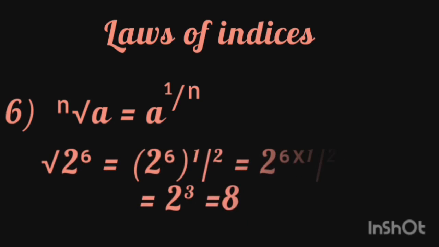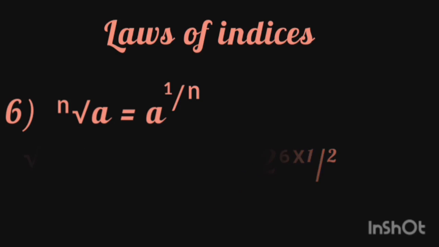So we have the square root of 2 raised to the power 6. We just put a bracket and write 1 over the root, which is 1 over 2. And 6 times 1 over 2 is 3. So we have 2 raised to the power 3, which is 8.